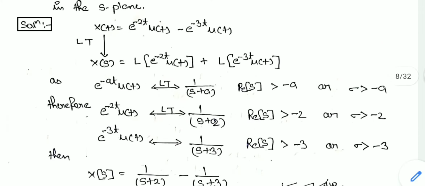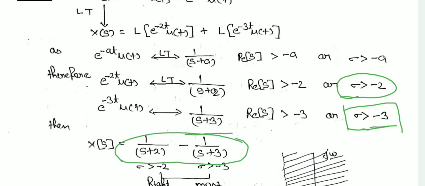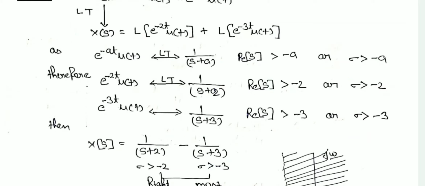Similarly, for the next, e to the power minus 3t, we get 1 upon s plus 3, and its ROC becomes sigma greater than minus 3. Both signals look alike, but their ROCs are different. The ROC of the first signal is sigma greater than minus 2, and the ROC of the second signal is sigma greater than minus 3. In the last step we combine the signals, and the ROCs are also combined.